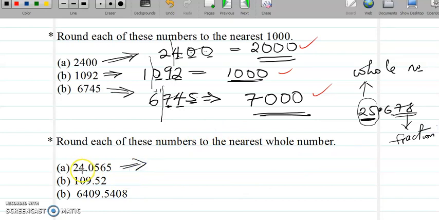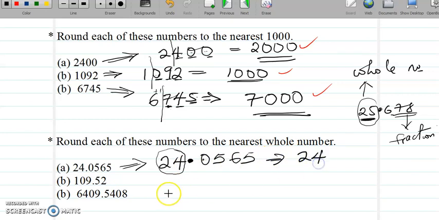Okay. Now with that, if you're asked to round this to the nearest whole number, we have 24.0565. Now the number it ended with, after the decimal point, is less than 5. So the nearest whole number here is just 24. See that? Now let's look at this also.